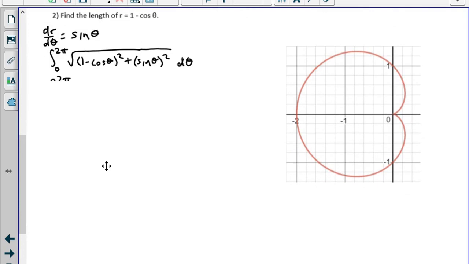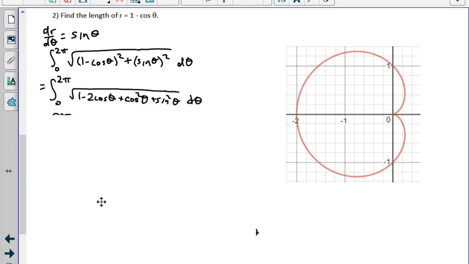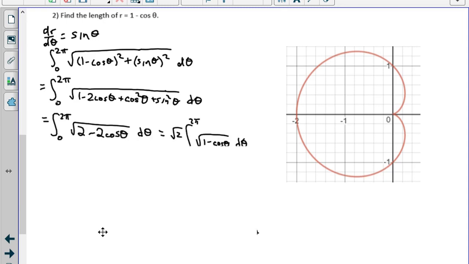So I'm going to use the formula. I have r squared plus (dr/d theta) squared. Then I distribute. I realize that cosine squared plus sine squared equals 1, and then I can factor out a 2. And so the square root of 2 times the square root of 1 minus cosine theta.